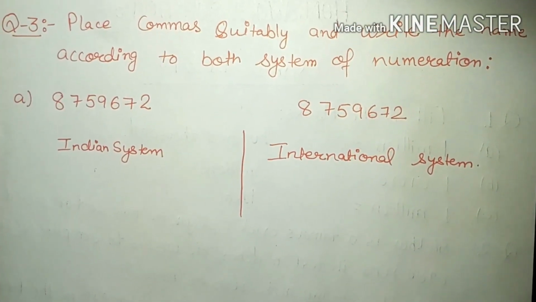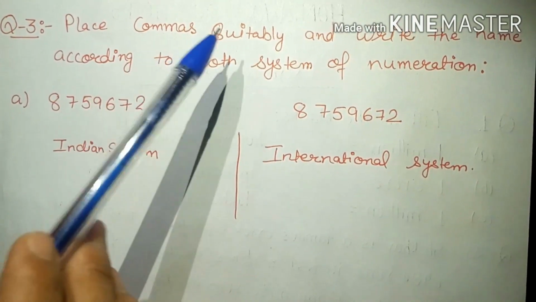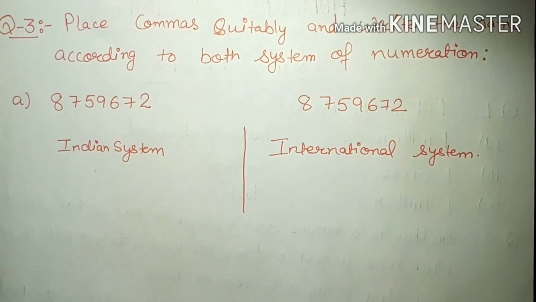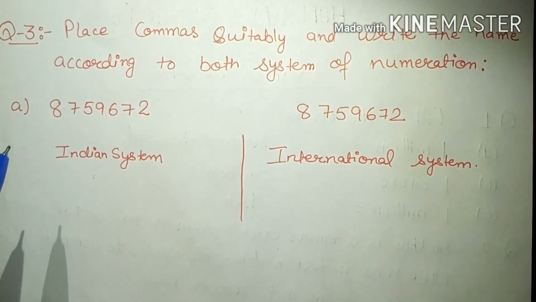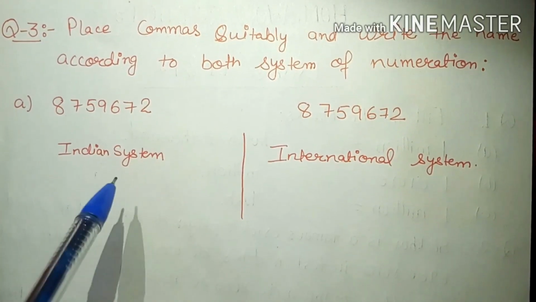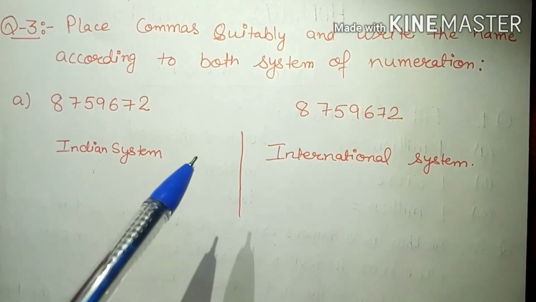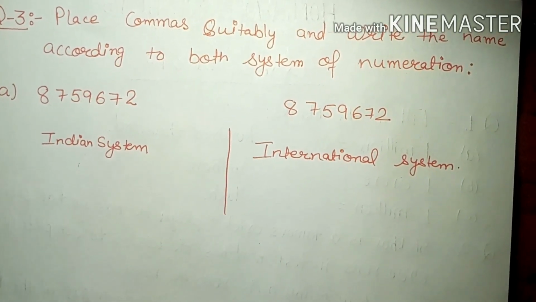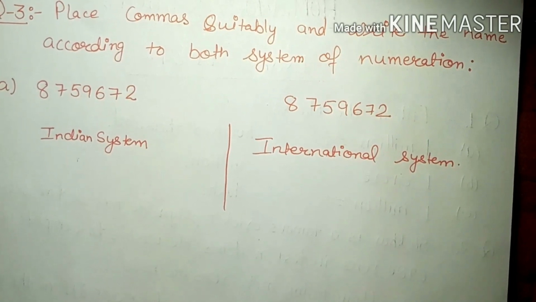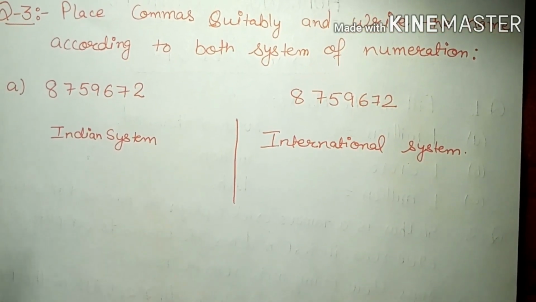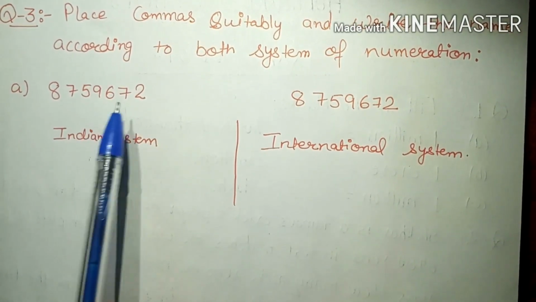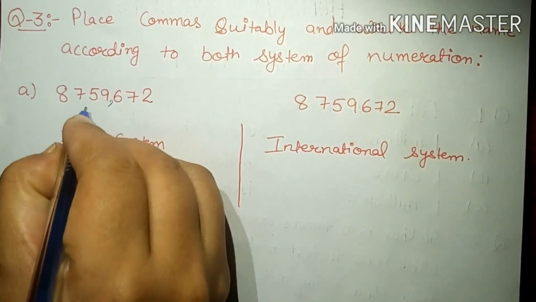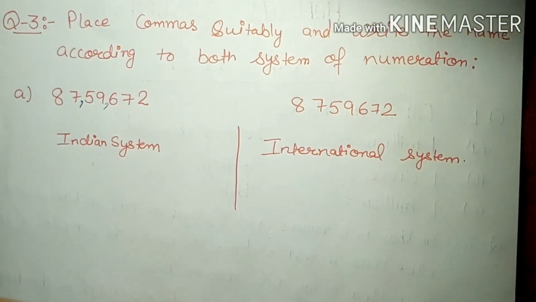Now students, coming to our question number 3. Place commas suitably and write the name according to both systems of numeration. Means the given number we have to express in both systems, the Indian system as well as the international system. So students, before naming, what would be the first step? Yes, putting the commas according to the rule. So according to the Indian system, we start the grouping of the number from the right in a group of 3, further in groups of 2, and so on.